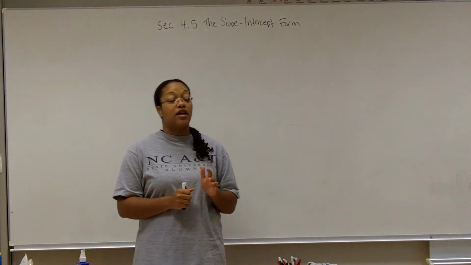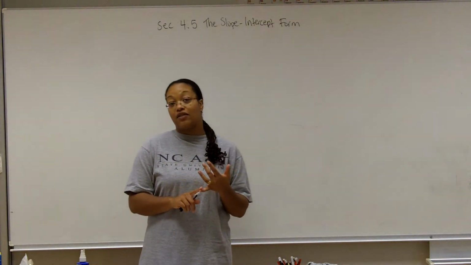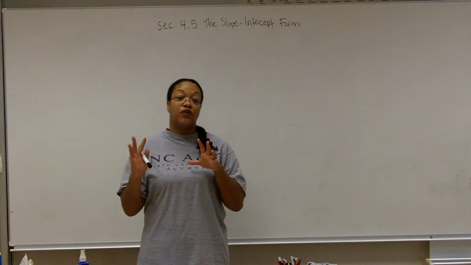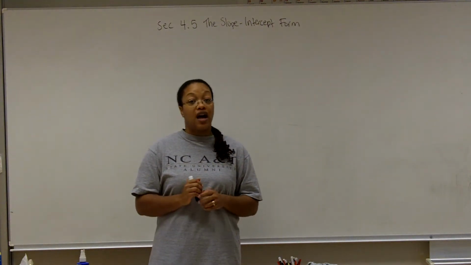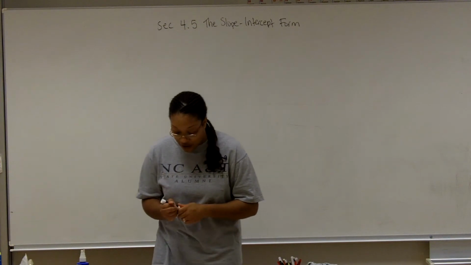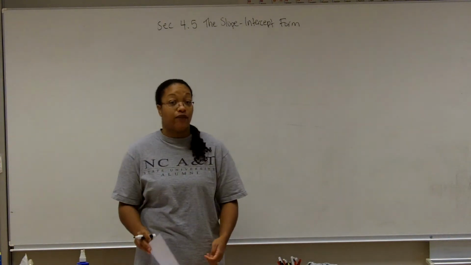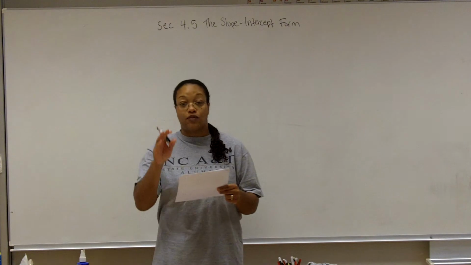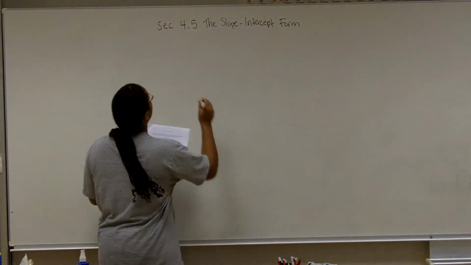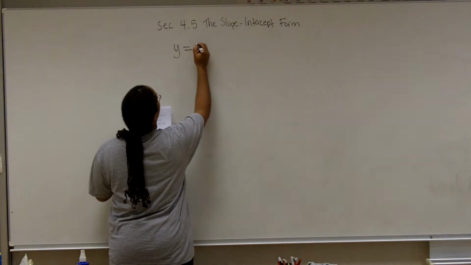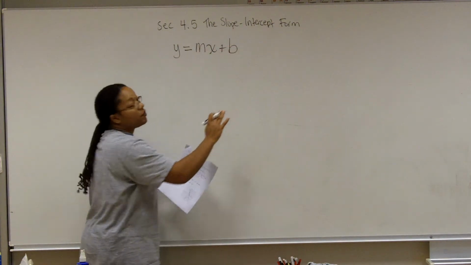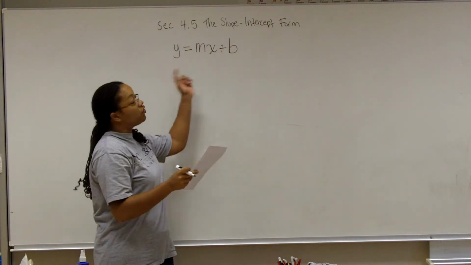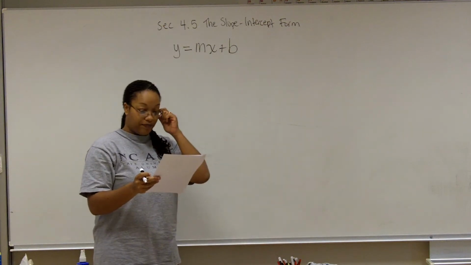Now you're going to learn, possibly as early as Algebra 2, that there are different ways to represent a linear equation. But the most common and the most popular way is called the slope-intercept form. And it looks like this. This is what you put in your blank on your notes. It's going to be y is equal to mx plus b. So this is the slope-intercept form in its general format.